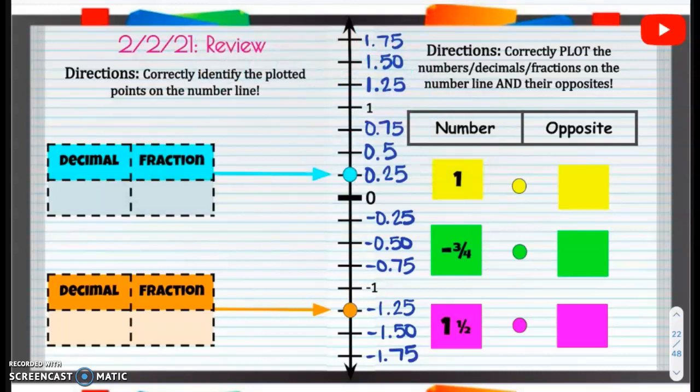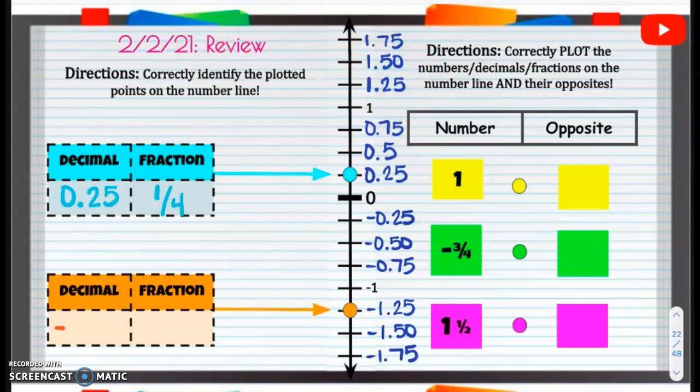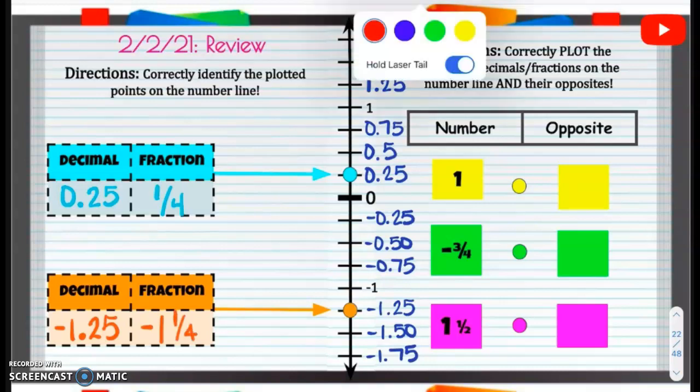So our first decimal is going to be 0 and 25 hundredths, or 25 cents. That fraction, since it's only one of the 4 spots, is going to be 1/4. All right, let's take a look at the next one. So we have negative 1 and 25 hundredths, or negative 1.25. That's going to be negative 1 and 1/4. Let's take a look over here.